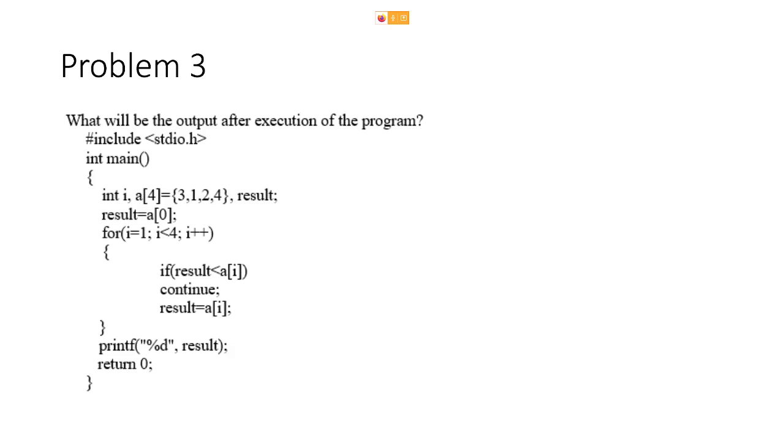No output. Okay. Others? I think option it will print one as it finds the minimum in an array. Okay. I want others to try.